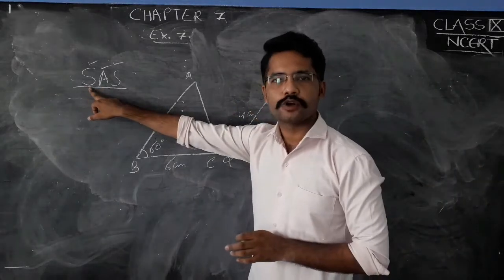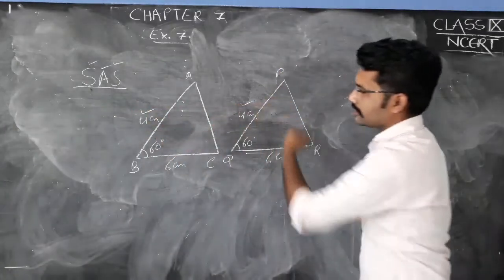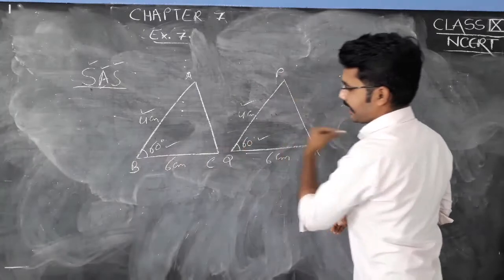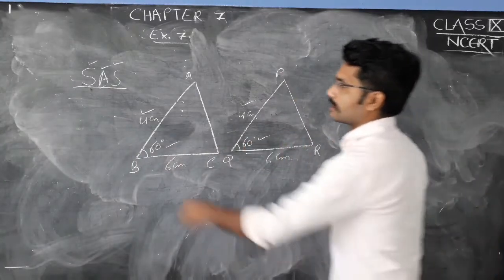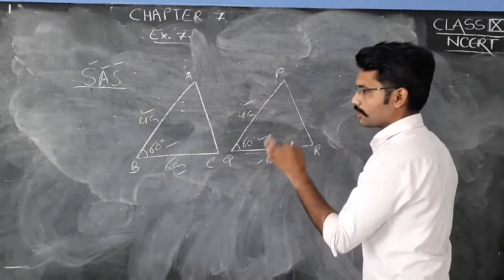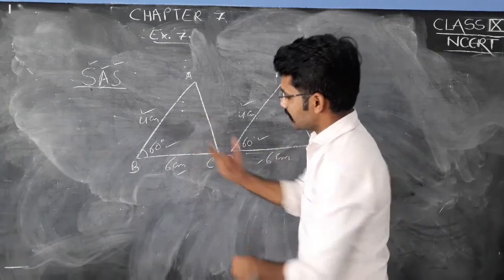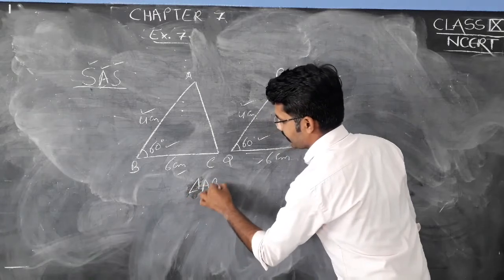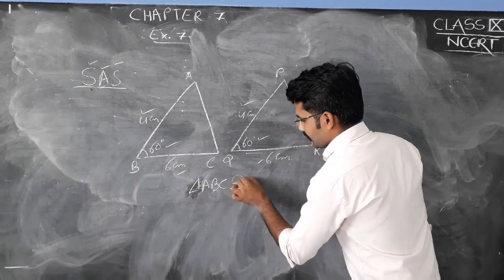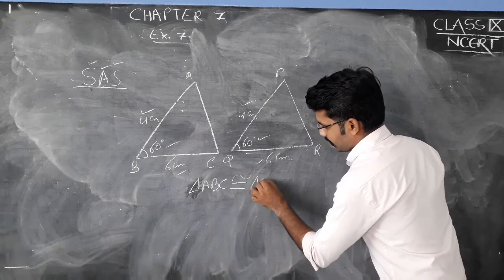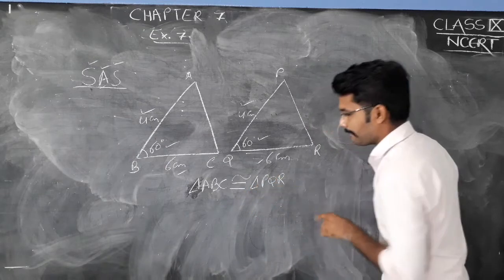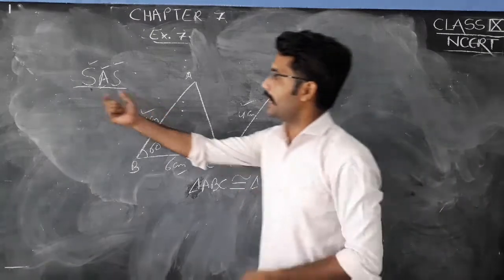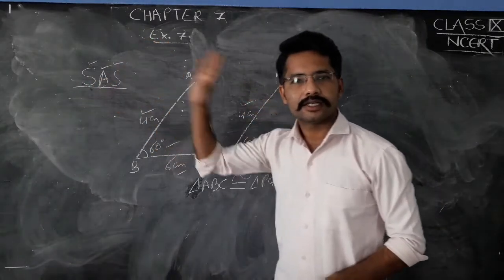Means you have to follow the sequence. First, sides should be equal of both triangles. So first side is equal. Second, angle should be equal. So angle is also equal. And third side should be equal, and side is also equal. So in this case we can say triangle ABC, how we can write it? Triangle ABC is congruent to triangle PQR, and by which property we are showing them congruent? By side angle side. Is this clear?